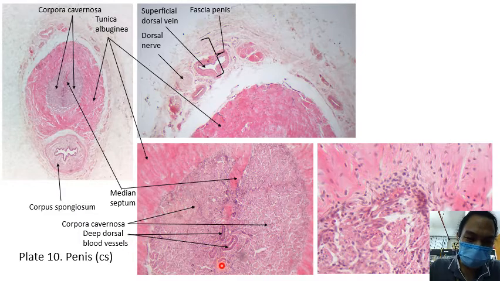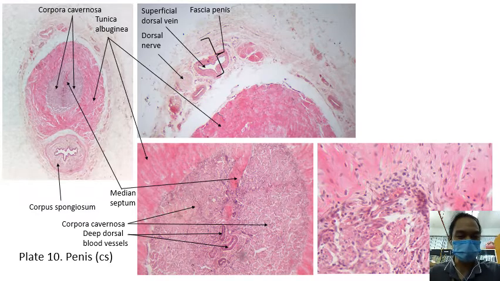Then here we can see blood vessels. These are the deep dorsal blood vessels, while the ones just underneath the skin, which is enclosed in the fascia, are the superficial blood vessels. Here we can see a dorsal nerve. Okay, so this one is actually all of the slides that you need to label in this particular exercise.